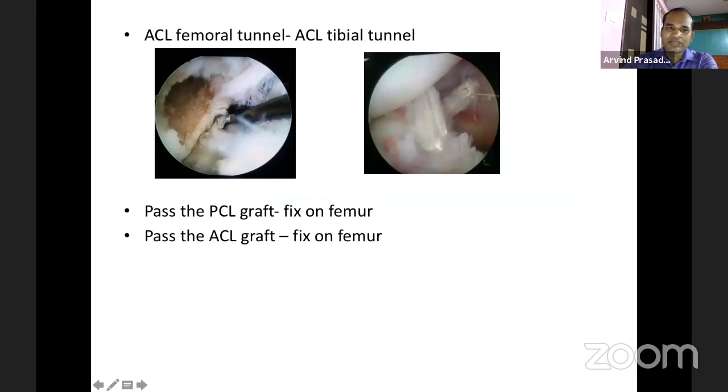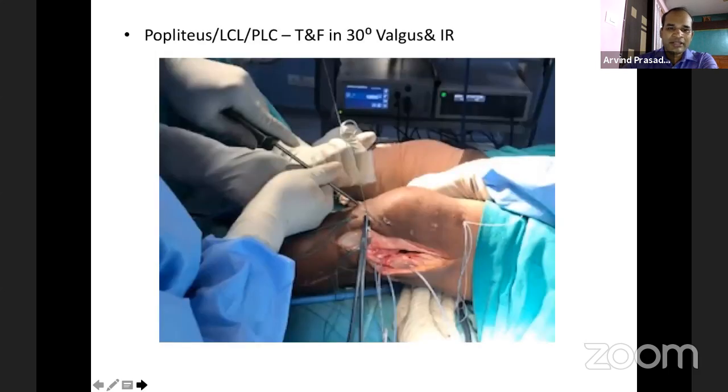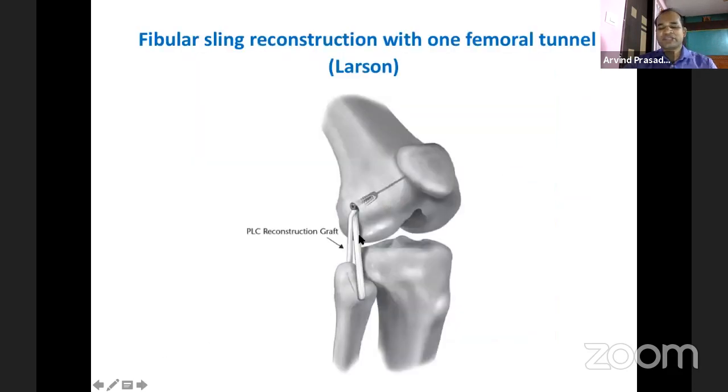Similarly, after completion of the PCL, the ACL femoral tunnel and the ACL tibial tunnel should be created, and then grafts should be passed for both the ACL and the PCL, and fixed on the femur. Then come to the lateral side, where the posterolateral corner should be reconstructed, and it should be tensioned and fixed in 30 degrees of flexion, valgus and internal rotation. And these are the methods for the reconstruction of the posterolateral corner.